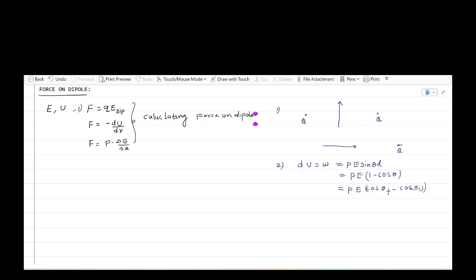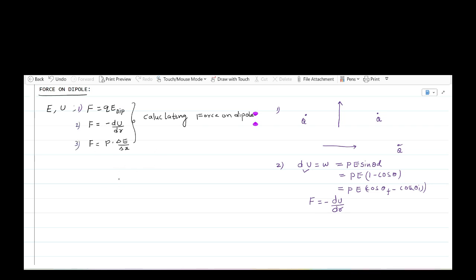It gives the final orientation from the initial orientation. Initially the dipole is oriented at one angle, so to another angle, how much work is done? This is the work done. When the work done on a dipole is given by P cos theta, you can find the force, where force is equal to minus dU by dr. So use these two formulas, dU by dr and P into dE by dx, to calculate.